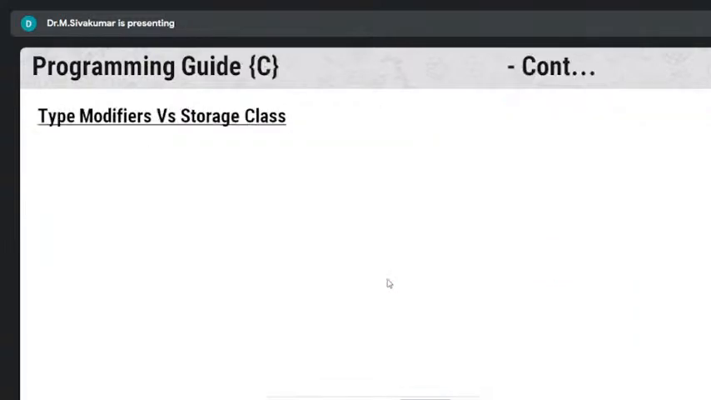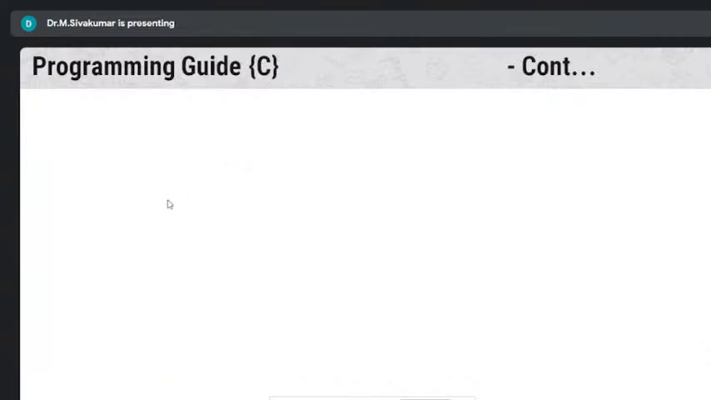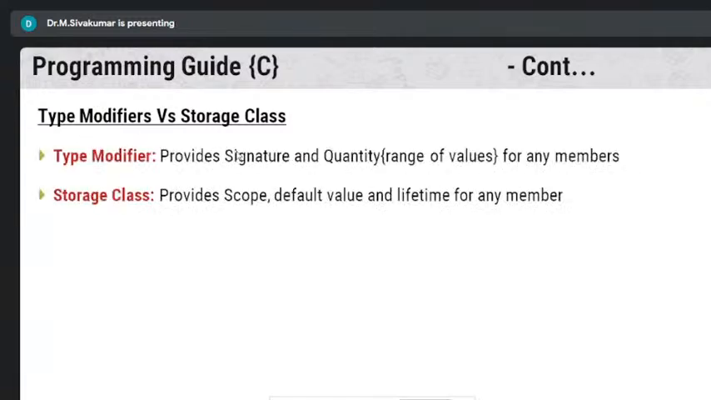Okay, so I will give some tricky information on how to teach technical information. As I mentioned earlier, we need to provide some technical information where we discuss unknown information for the students. For that, I am giving some suggestions in the upcoming slides. This slide is completely based on technical information, the first part. I hope this is familiar: type modifiers versus storage classes. I hope everybody is familiar with this topic, and it is a very popular topic in C programming.